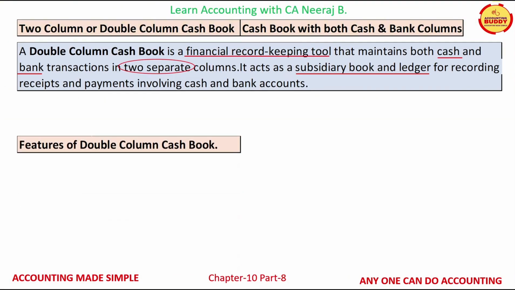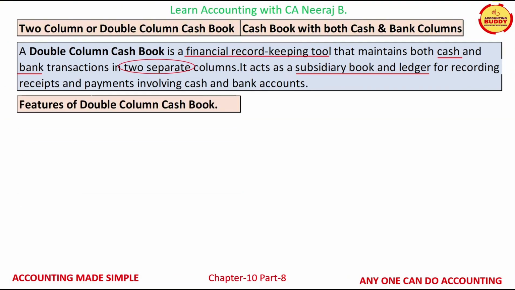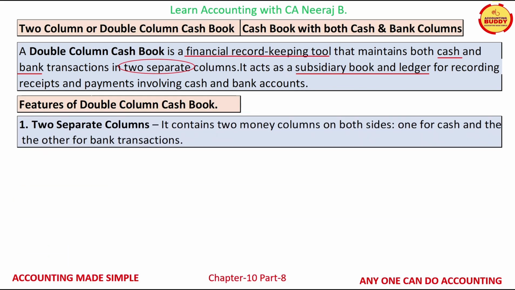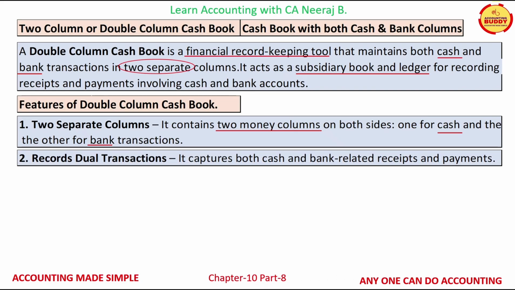Let us learn features of a double column cash book. Feature number one is it has got two columns both on receipt and payment side, one for cash and another for bank transactions. Double column cash book records dual transactions. It captures both cash and bank related receipts and payments.